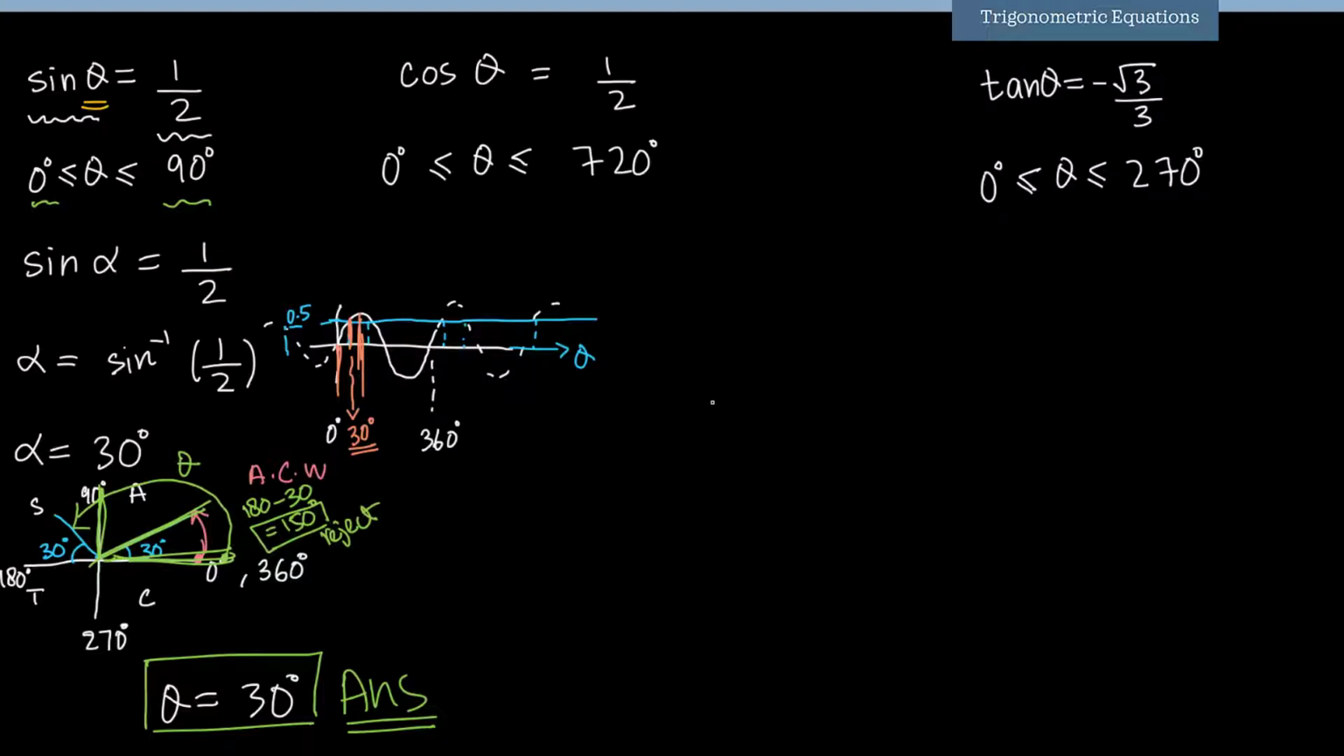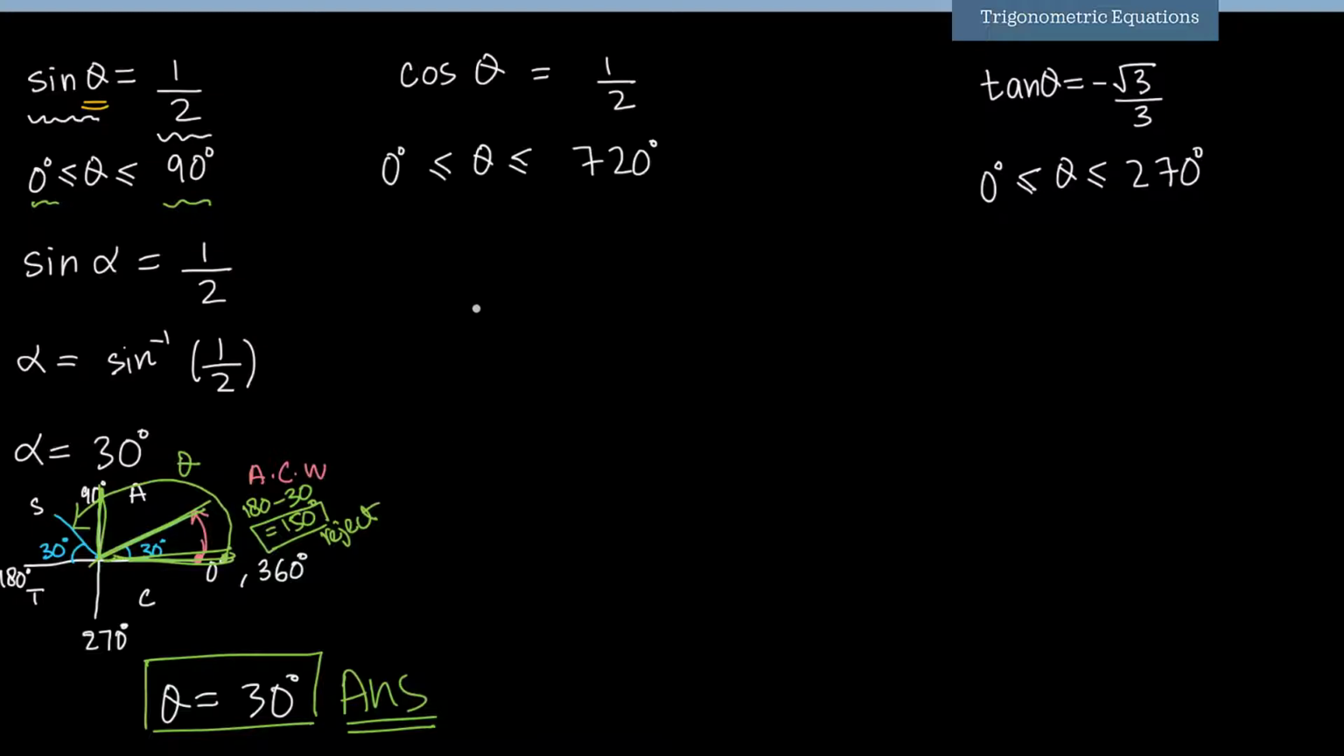Now let's move on to the next question. In the next question, it is told that cosine theta is equal to 1 upon 2. And I need to find the values of theta from 0 degrees up to 720 degrees. So let's solve this question. The first step is going to be replacing theta by my reference angle alpha. So cosine alpha is equal to 1 upon 2.